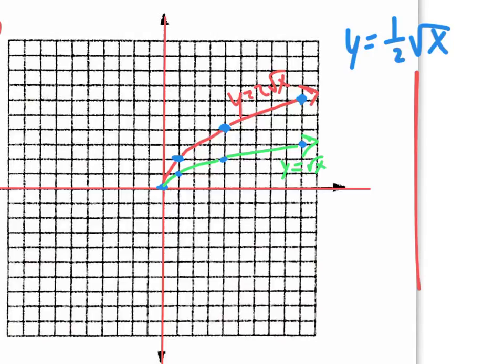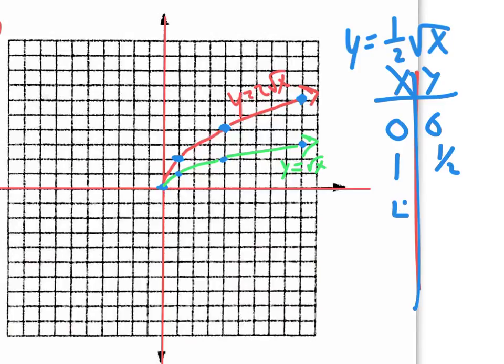So let's again do an XY table. Let me do it in blue here. XY table, if I plug in 0, I'm going to get out a 0. If I plug in a 1, I want to get out a 1/2 because 1 times 1/2 is 1/2. If I plug in a 4, the square root of 4 is 2, but 2 times half is 1. If I plug in a 9, the square root of 9 is 3, but 3 times half is 1.5. So if I graph these coordinates now, let me zoom in and graph them.